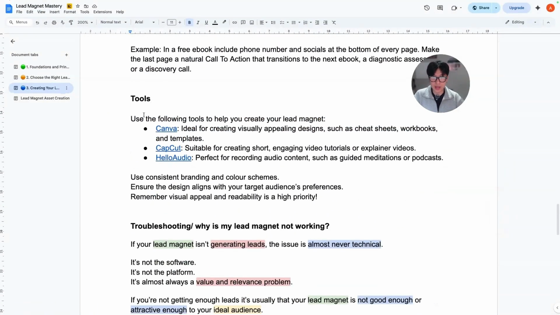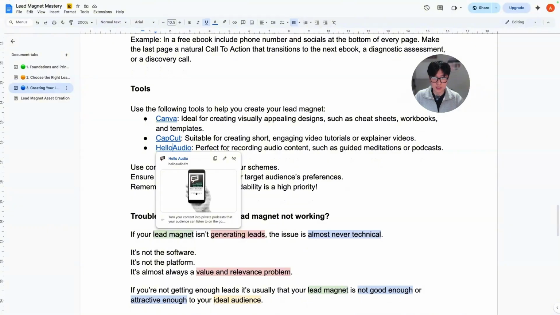Okay, so let's talk about tools. So how do we actually get to building the tools and using the tools to create your lead magnet? We've got a couple here. If you're creating visually appealing designs such as cheat sheets, workbooks, templates, resources, ebooks, Canva's great. You can click on the link. It's not affiliated. I just think it's great. You can use Canva. For creating short, engaging video tutorials or explainer videos, CapCut on either desktop or mobile works great. It's free. There is paid for some extra services and features, but the free version works great.